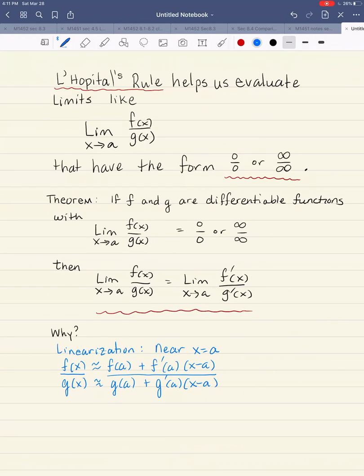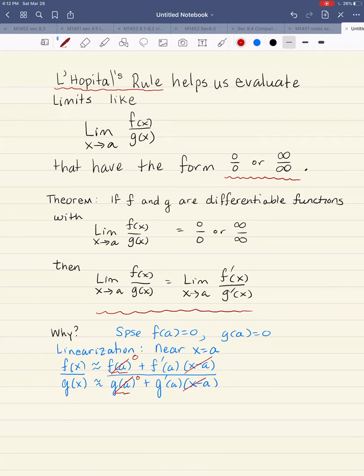Now the reason that the form f over g is indeterminate at x is equal to a is probably because f and g are 0 when x is a. So let's make that supposition. Let's suppose f of a is 0 and g of a is 0. That means in this expression down here, these two guys are zeros, and so they're gone. And that leaves a common factor here of x minus a that we can cancel.